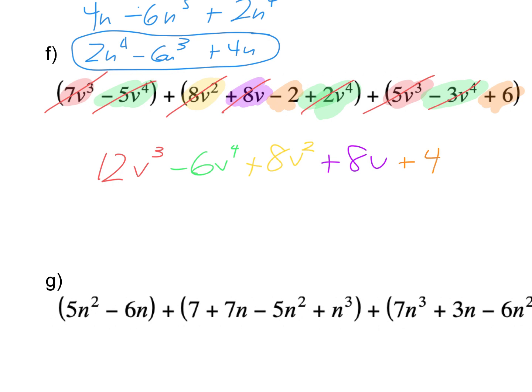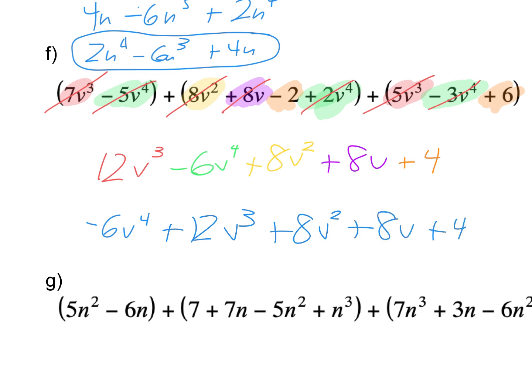Okay, now I'm just going to slightly rewrite this. I'm not going to change much, but I do want to write this in descending order. So my first term should be the variable with the highest exponent. So in this case, that would be v to the fourth. I know it looks weird since there's going to be a negative in front of it, but we'll just write it like negative 6v to the fourth. And then I believe the rest of these terms were in order. So after v to the fourth would come v to the third. So plus 12v to the third plus 8v squared plus 8v plus 4.